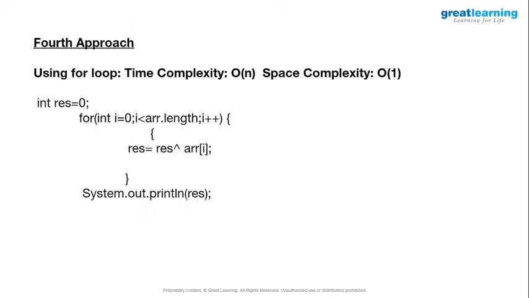So this is the simplest approach one can think of. The time complexity of this is n, because we are only iterating each element once. And for the space complexity, we are not using any extra space, so it is constant.